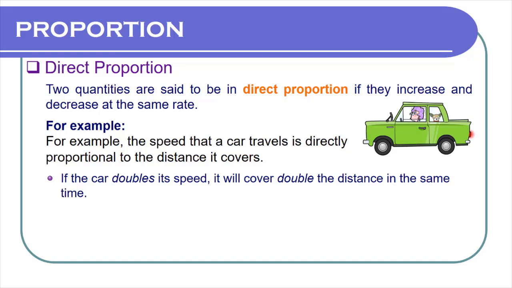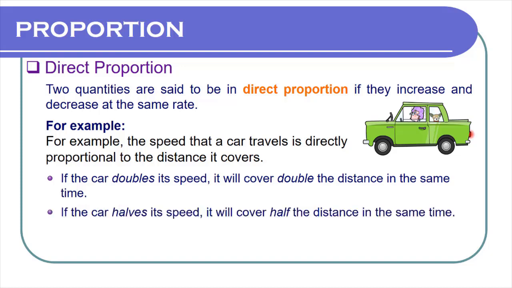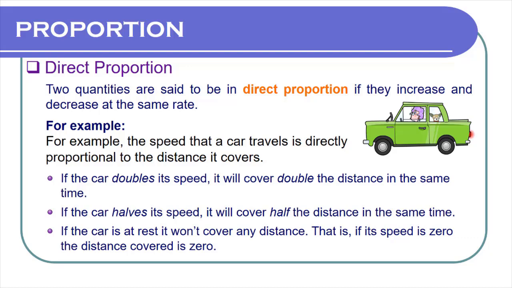And it is also the opposite. If the car doubles its speed, then it will cover double the distance in the same time. If the car halves its speed, then it will cover half the distance in the same time. If the car is at rest, it won't cover any distance. That is, if its speed is 0, then the distance covered is also 0.